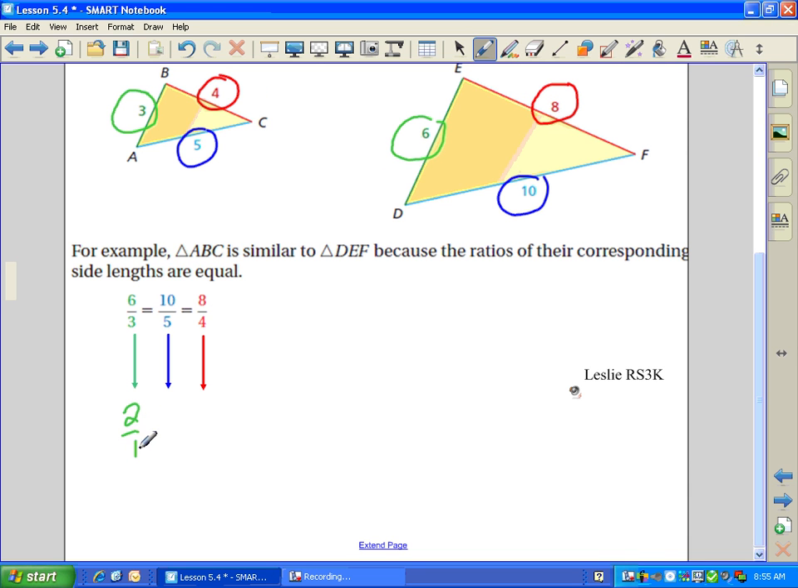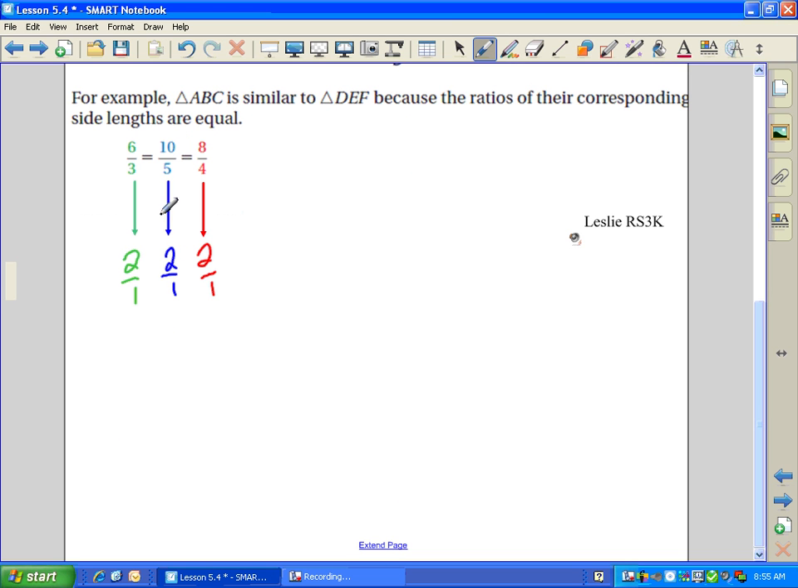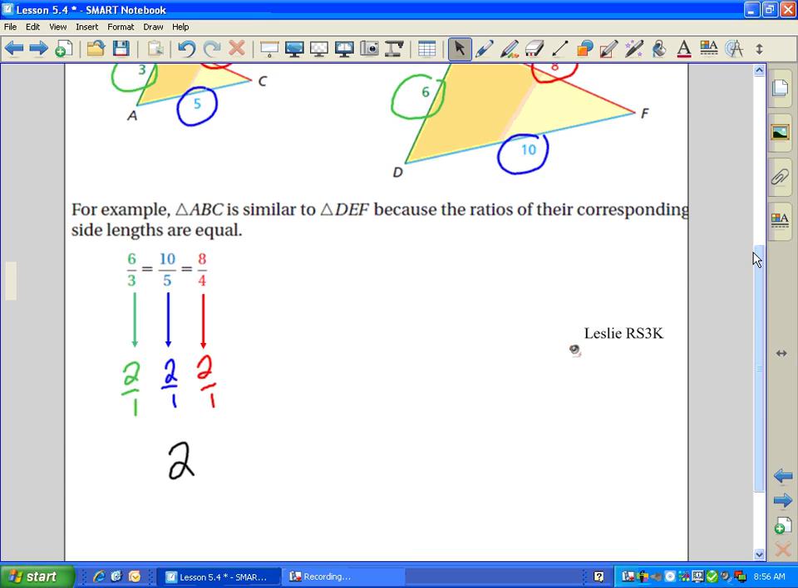Each one of them, you should be able to see, will simplify to 2 over 1, which we know in math is equivalent. Nice vocabulary word, Mr. Phillips. Equivalent, plus 10 bears. All these fractions or ratios are equivalent to 2 over 1, which is the same thing as 2 whole. So by definition, we can say these triangles are similar because all of their lengths, when you set up a fraction or a ratio, are equal or equivalent.